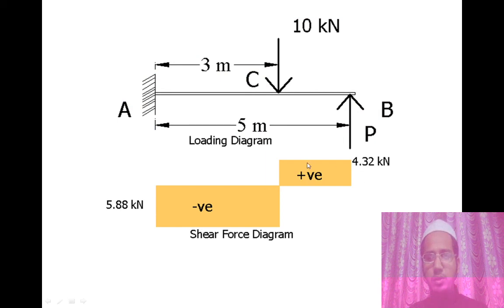4.32, in between B to C there is constant shear of 4.32 kN. At C, due to the point load, 4.32 minus 10, we will get minus 5.68. Between C to A there is no loading, a straight line of magnitude 5.68, negative, below the datum line. At A, the upward reaction will act and the net shear force at A will be 0, and the diagram will be like this. Okay, hope you have understood.